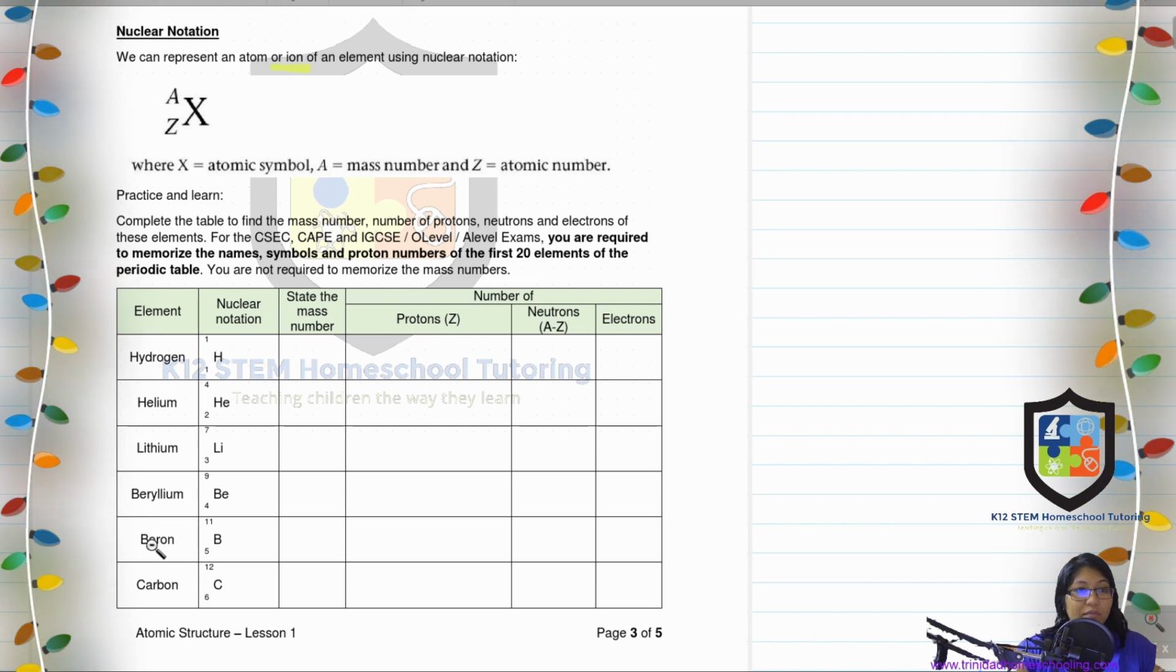You need to memorize the names, the symbols, and their proton numbers. You do not need to memorize the mass numbers. Just the proton numbers and the name and the symbol used for these first 20 elements.